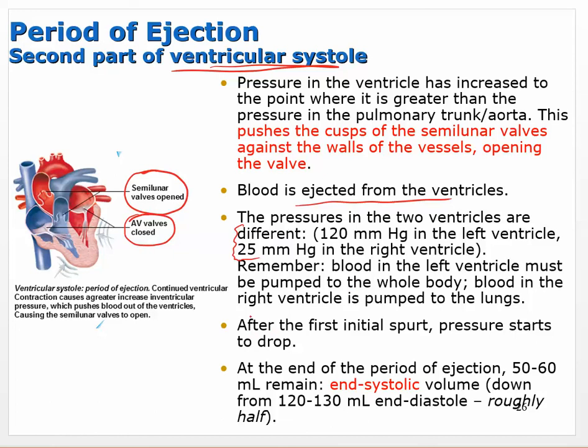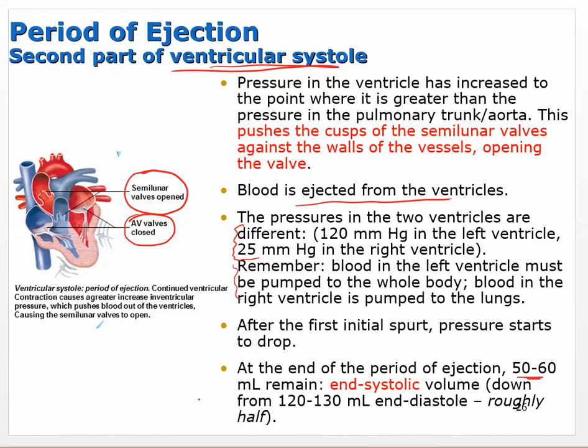The left and right ventricles are at different pressure. That's what that says. But after that first initial spurt of blood, as we're trying to push it out of the ventricle, of course the pressure in the ventricle starts to drop, because it's moving that pressure out into the aorta or the pulmonary trunk, pulmonary artery. At the end of ejection, 50 to 60 milliliters remain. So it's roughly half. If we started out from 120 to 130, a little over half is left.